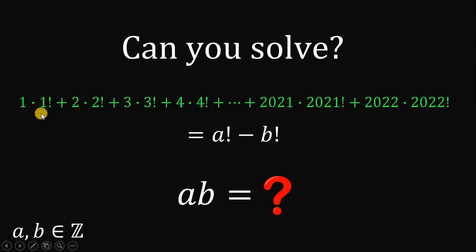Given that 1 times 1 factorial plus 2 times 2 factorial plus 3 times 3 factorial plus 4 times 4 factorial all the way up to 2022 times 2022 factorial equals a factorial minus b factorial. And the question is, what is the value of a times b? You can pause this video if you want to give this problem a try.